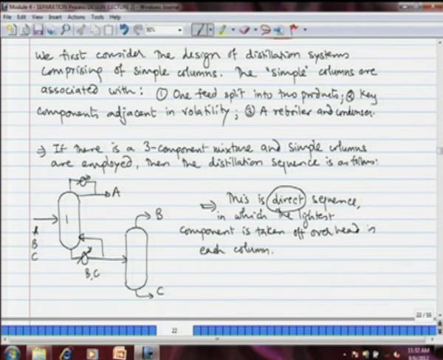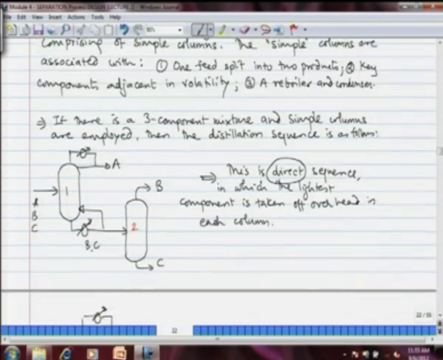So, what is shown on the screen is a 3 component mixture A, B, C, and simple columns are employed. Then the distillation sequence is as shown. First, A being separated from mixture of B and C, and then B and C split in the second column. This is a direct sequence, in which the lightest component is taken off overhead in each column.